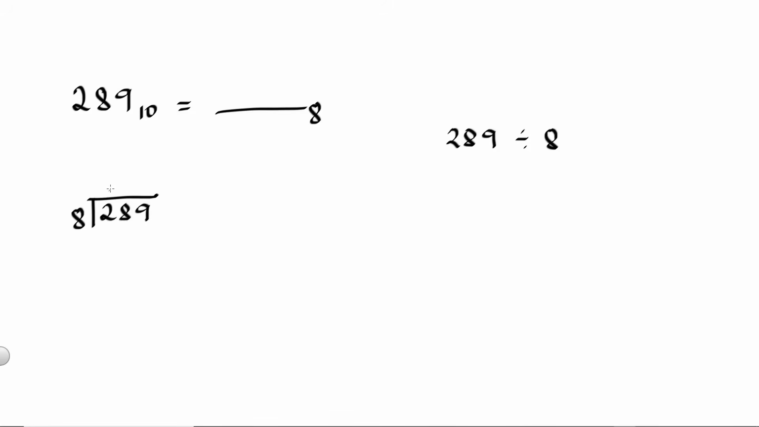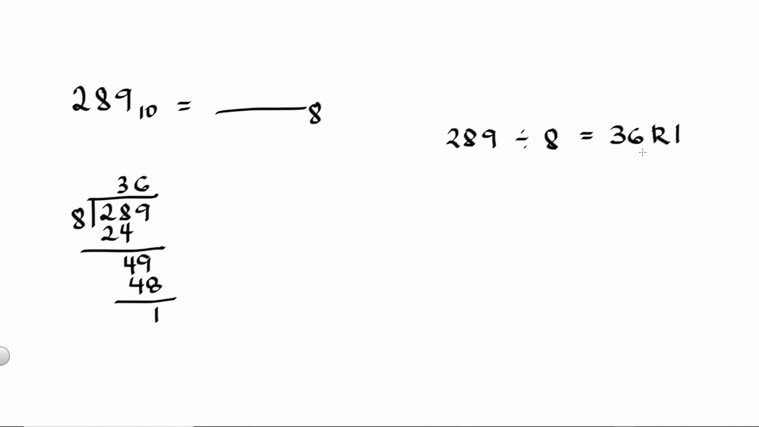28 divided by 8 is equal to 3. 3 times 8 is equal to 24. Then 28 minus 24 is equal to 4. Then bring down 9. 49 divided by 8 is equal to 6. And 6 times 8 is equal to 48. Then 49 minus 48 is equal to 1. So the answer is 36 remainder 1.